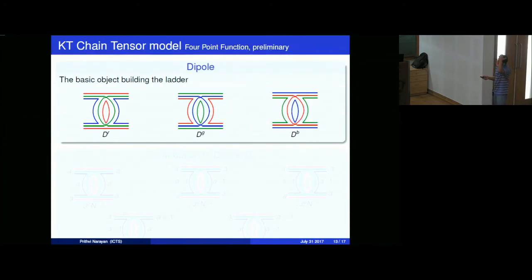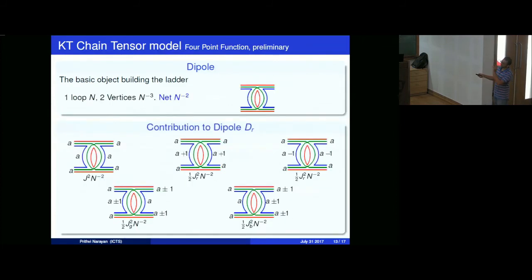Now, dipoles can be of various types. For example, here is a dipole which transmits red color across the ladder. Here is a dipole which transmits green, and here is a dipole which transmits blue. So there are various kinds of dipoles. You have to keep track of all these things, but for now let's focus on this red dipole.